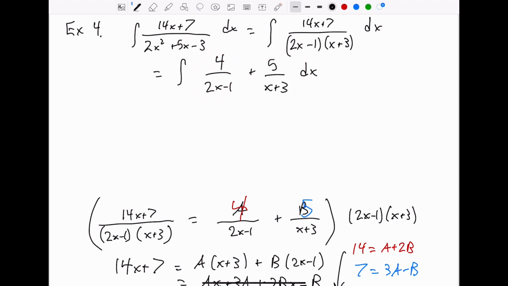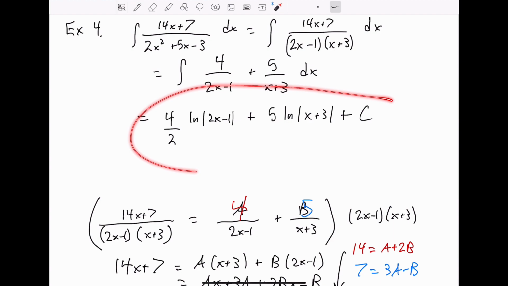So integrating the first fraction, this is a natural log. We have 4 times the natural log of the absolute value of 2x minus 1, and we have to compensate by dividing by 2 because of the 2x inside the natural log. For the second fraction, this is 5 times the natural log absolute value of x plus 3. We add a plus c, and that is the correct antiderivative.